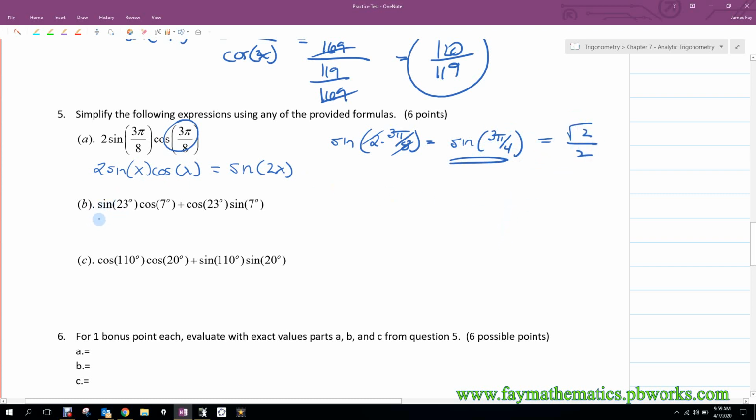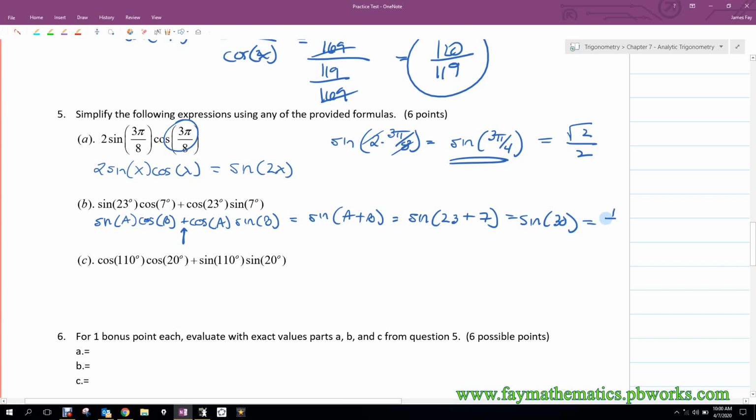This one here, this is the sine of A, cosine of B, plus cosine of A, sine of B. If you remember that, that is the sine, and in this case, sum formula. So we're going to go sine of A plus B, where A is 23, B is 7. So this is going to be the sine of 30, which we know sine of 30 is 1/2.